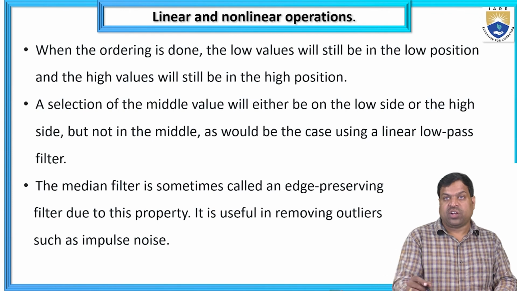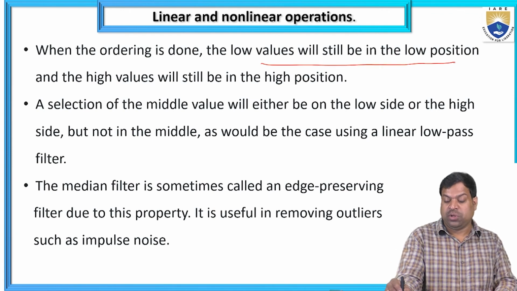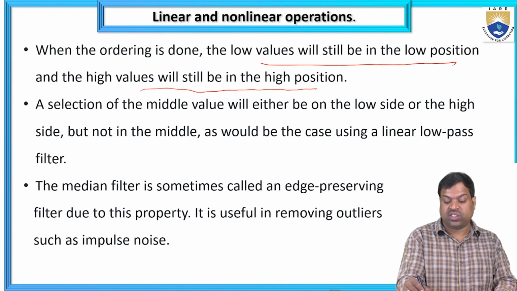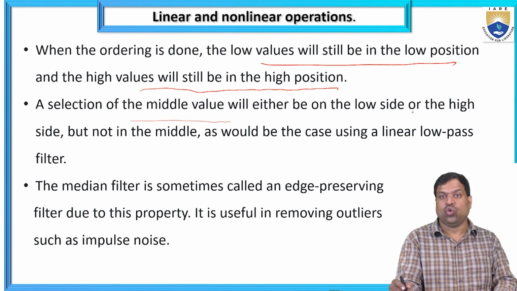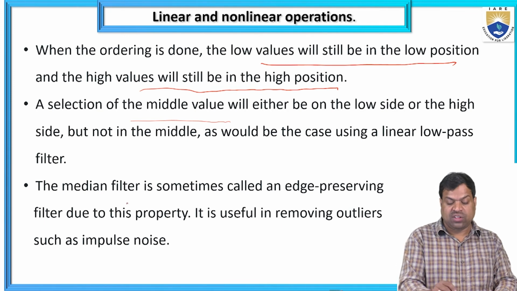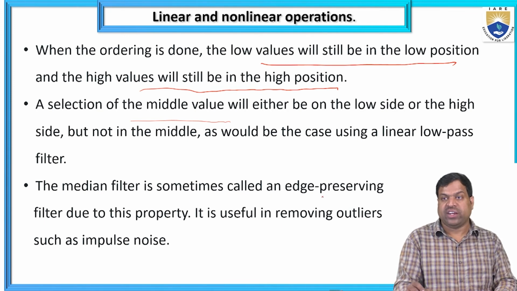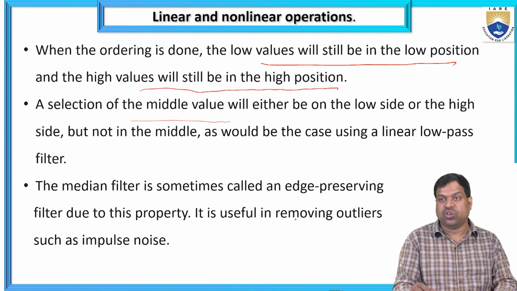When the ordering is done, the low values will still be in the low positions and the high values will still be in the high positions. The selected middle value will be either on the low side or on the high side, but not in the middle, as would be the case using a linear low pass filter. The median filter is sometimes called an edge perceptive filter, due to this property, and it is useful for removing outliers such as impulse noise.